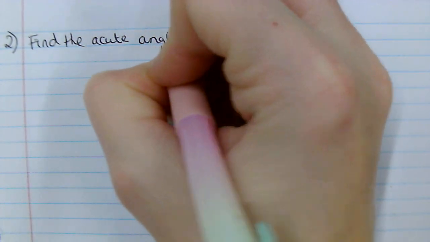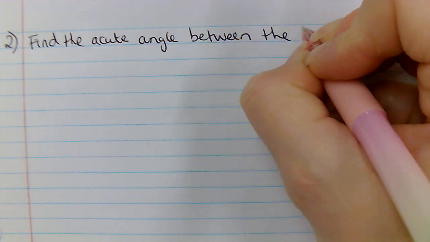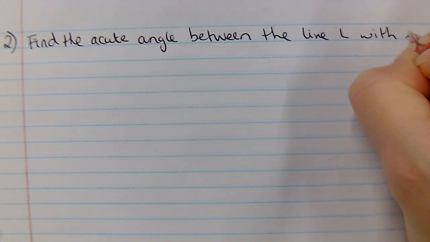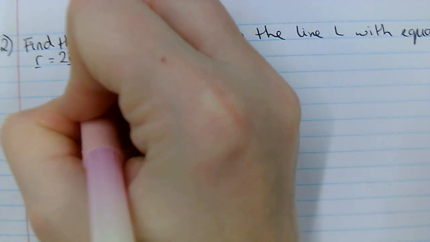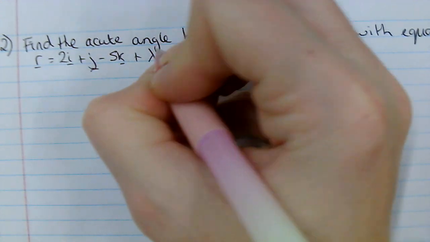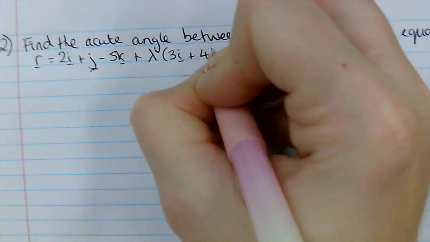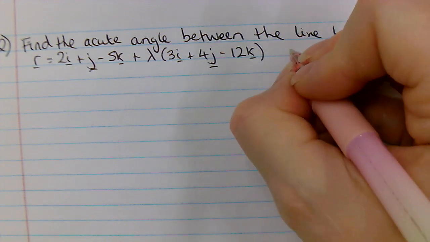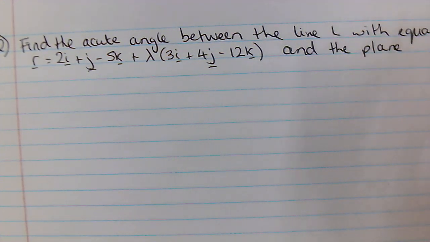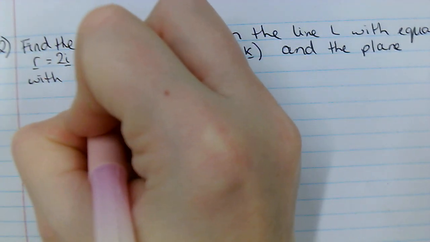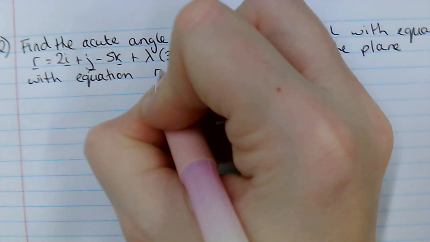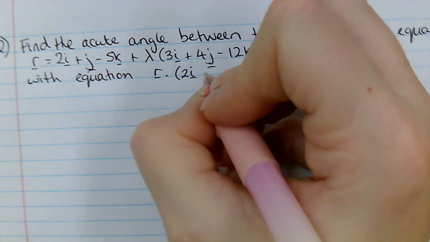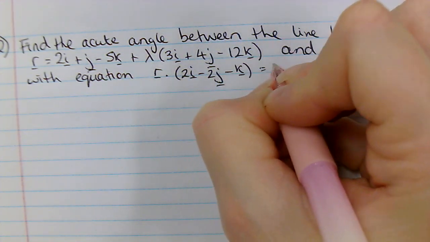So, we've been asked in the second example: find the acute angle between the line L, which has the equation r equals 2i plus j minus 5k plus lambda (3i plus 4j minus 12k), and the plane with equation r dot (2i minus 2j minus k) equals 2.